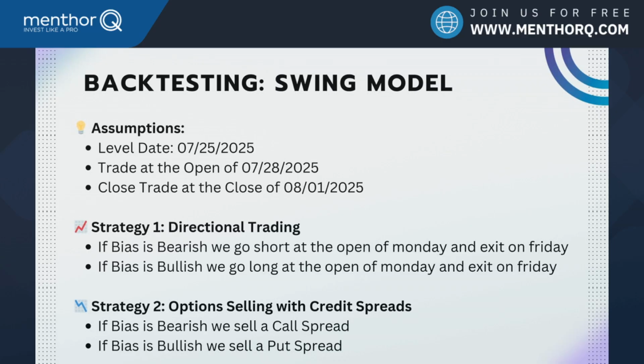So here, first, we are looking at some assumptions. We took the data that you will see today, and this is also available on our blog. I'm going to share the link. It is looking at the levels as of the end of day, Friday, July 25th. So the levels that we take are looking at July Friday close. So we took the levels, and then we use the levels to then trade at the open of Monday, the 28th of July, and simply close at the close of Friday, the 1st of August.